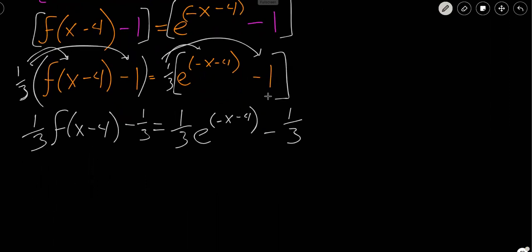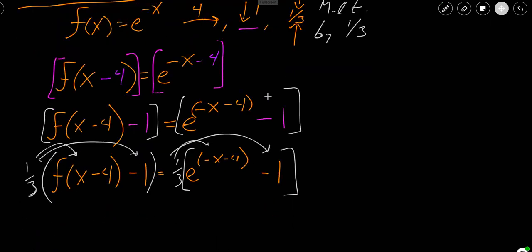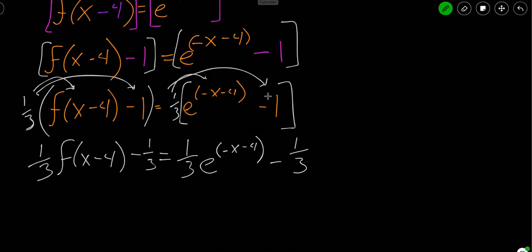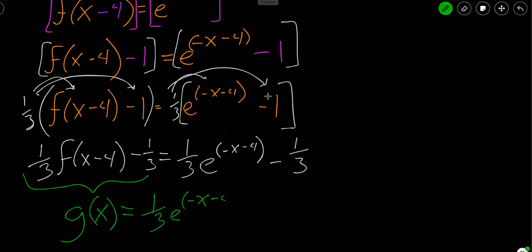Now we're almost done here. This left side of the equation, at the very end, I'm going to rename it. I'm going to change this name to g. This is my new function. g of x is equal to 1/3 e to the negative (x minus 4) power minus 1/3.